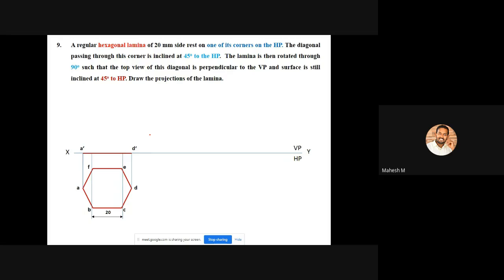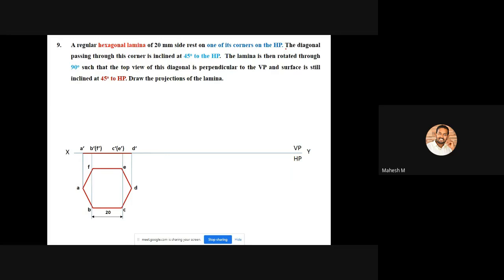So we can create a horizontal line. This is our front view. You can mention the notations: A dash, B dash of F dash, and C dash of E dash, finally D dash. Okay, now we can use the second condition.